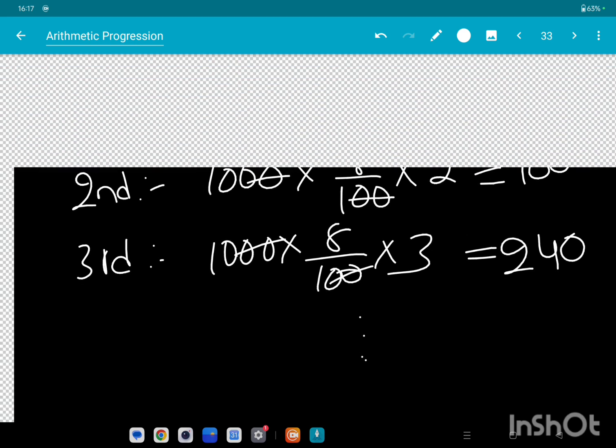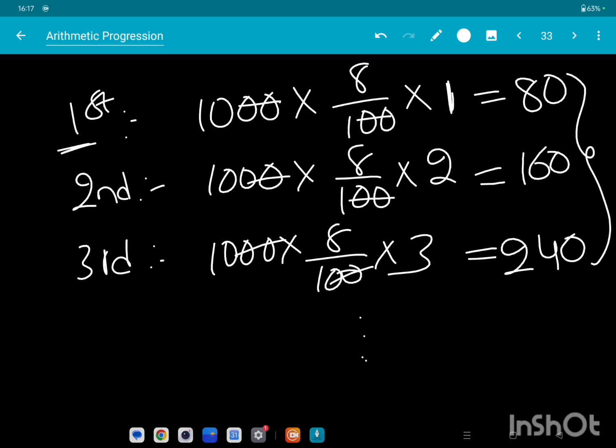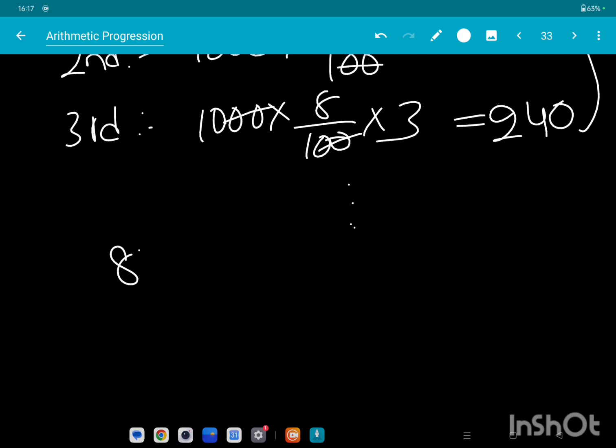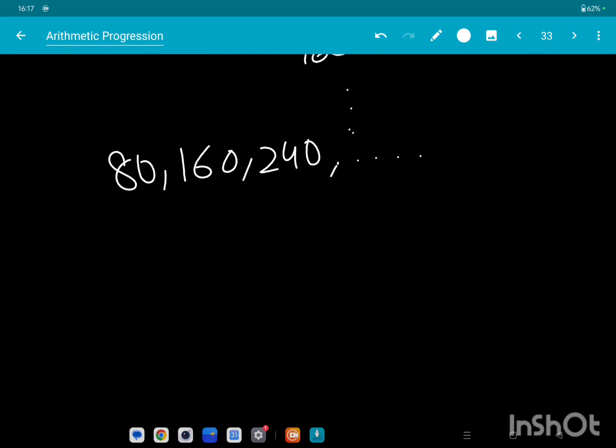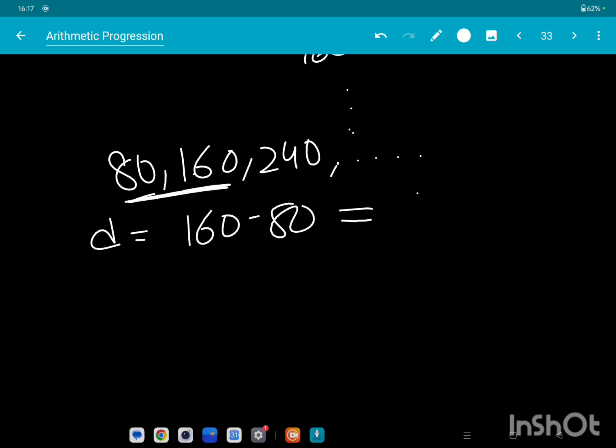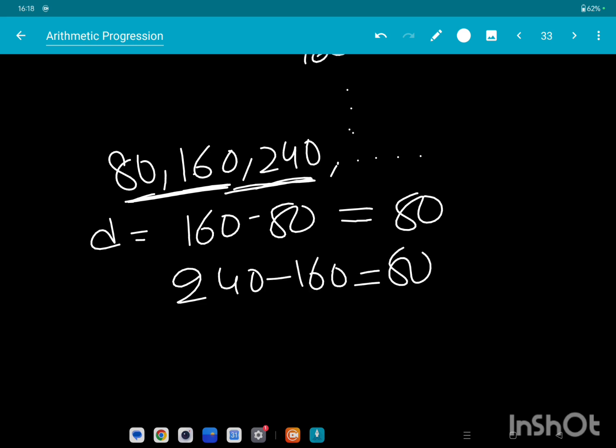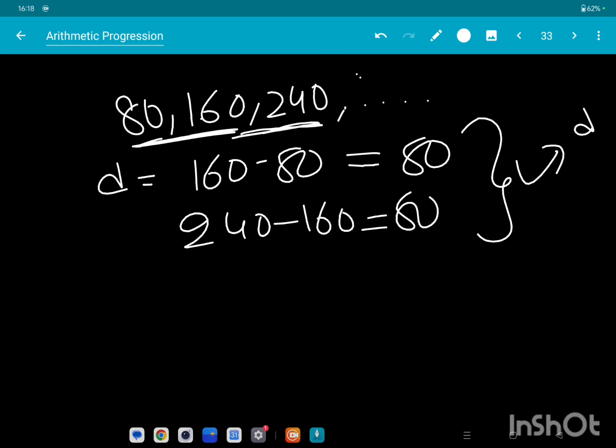First we need to find out if these interests are in AP or not. So first I will check. What is the first year? 80, 160, 240 and so on. This is the list. Now I need to find if it is in AP or not. I will find by checking if the common difference is the same or not. Here the common difference is 160 minus 80, which is 80, and here the difference is 240 minus 160, which is 80. So the common difference is the same, which is 80, right? Yes, it is an AP.